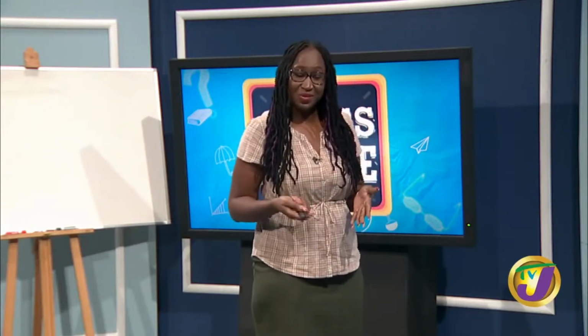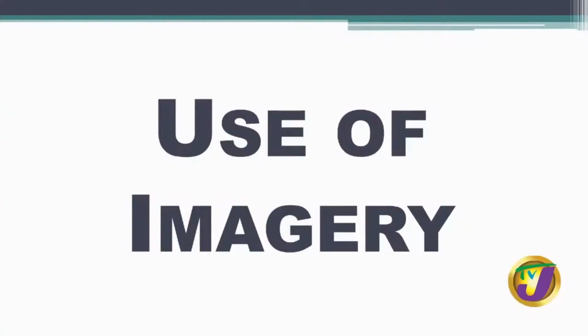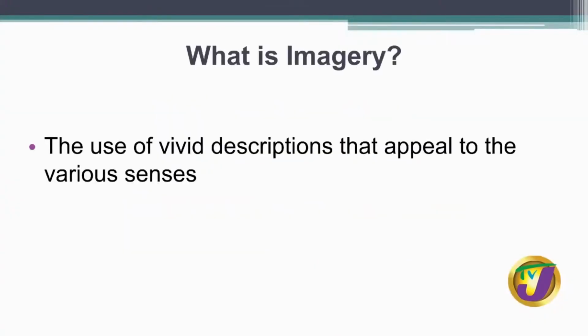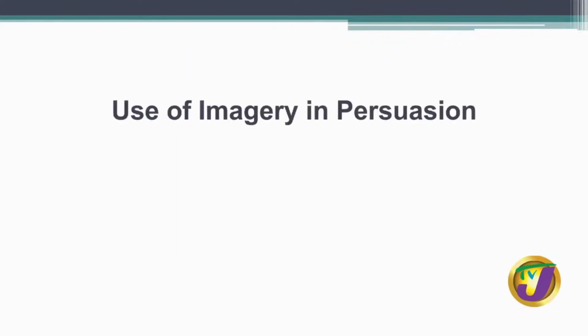So, of course, we're going to look at various techniques now. First one, use of imagery. We saw that being used a while ago. Imagery, of course, is the use of vivid descriptions that appeal to various senses. You know your senses: sight, smell, touch, sound, and taste. So you're going to be writing any type of words or phrases that appeal to these various senses when you're trying to persuade your reader or your listener.